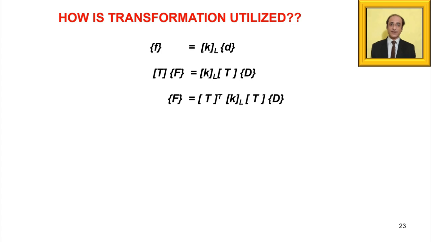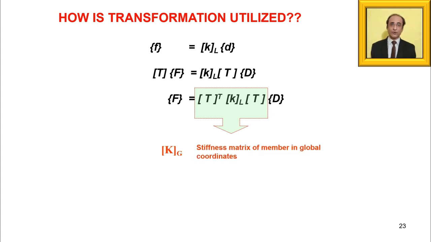So what do we get? By definition, we have the global forces here. By definition, we have the global displacements here. Global forces and displacements mean in terms of the global coordinates. So by definition, what should it be? It should be the stiffness matrix of the member in global coordinates. That's by definition. So we use the subscript G to signify that this is the stiffness matrix of the member in the global coordinate system.